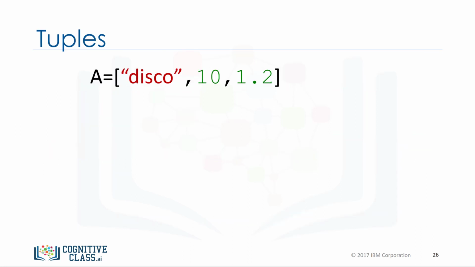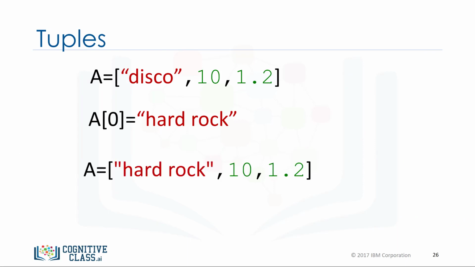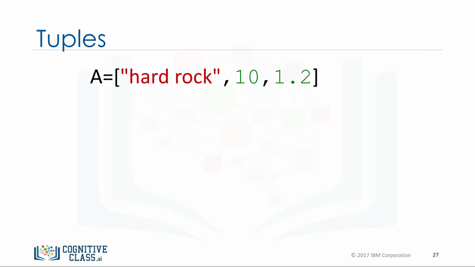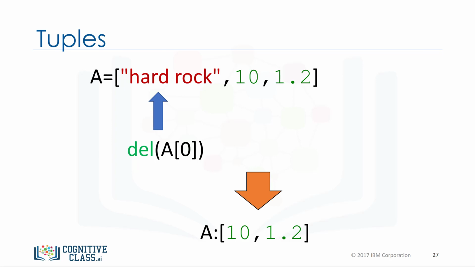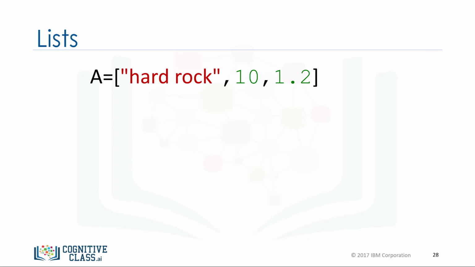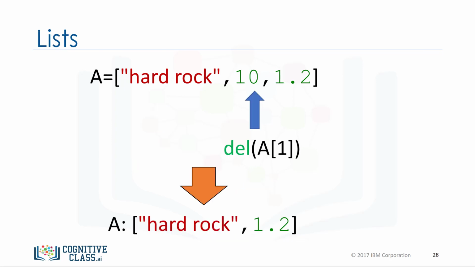As lists are mutable, we can change them. For example, we can change the first element as follows. The list now becomes Hard Rock, 10, 1.2. We can delete an element of a list using the del command. We simply indicate the list item we would like to remove as an argument. For example, if we would like to remove the first element, the result becomes 10, 1.2. We can delete the second element. This operation removes the second element of the list.